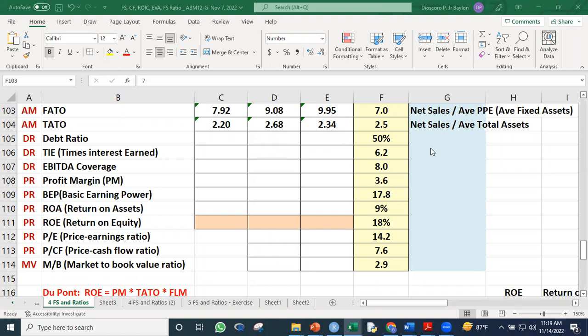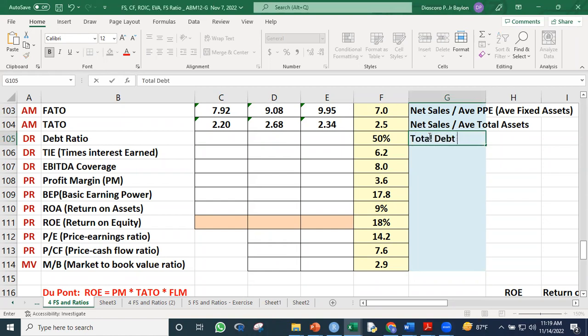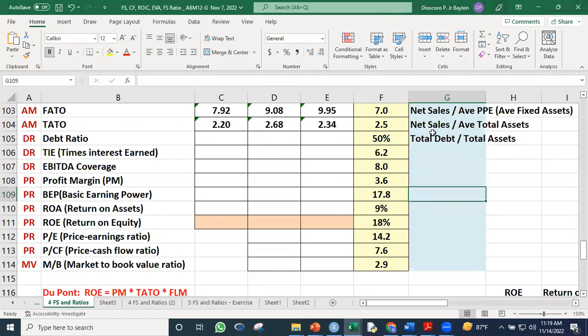Okay, how about debt ratio? What is the formula for debt ratio? Debt ratio is your total debt, total liabilities over total assets. It's the proportion of your assets that was financed by debt. Okay, thank you. Yeah, Raj, correct? Jeremy, correct? So that's total debt over total assets.